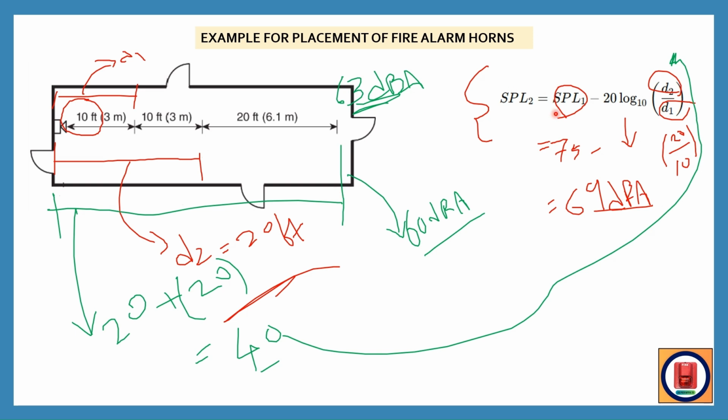Again we need to use the same formula, but in this case D2 will be 80 feet because we already got 40 feet. D1 will be 10 feet, SPL1 will be 75, but D2 will be 40 plus 40, so 80 divided by 10. We are going to get about 57 decibels. Okay, in this way we need to calculate the sound levels at any distance by using the inverse square law formula.